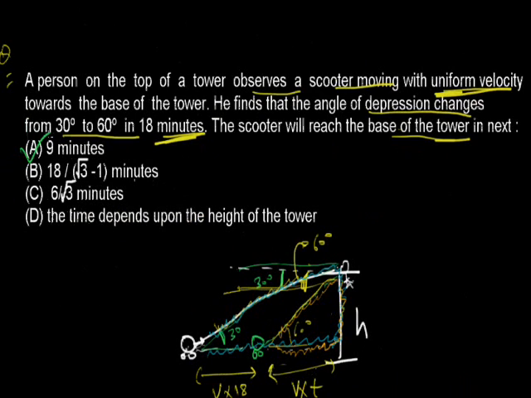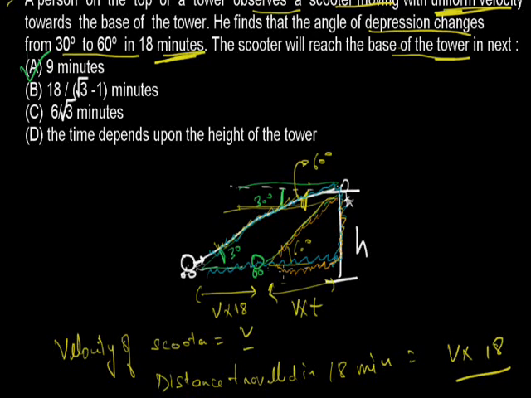Hence the answer is the scooter will reach in 9 minutes. So here the concept was, start from 30 degree, and as you come closer to the tower, the angle of depression increases, and when it reaches the tower, the angle of depression becomes 90 degree. This was the basic concept here.